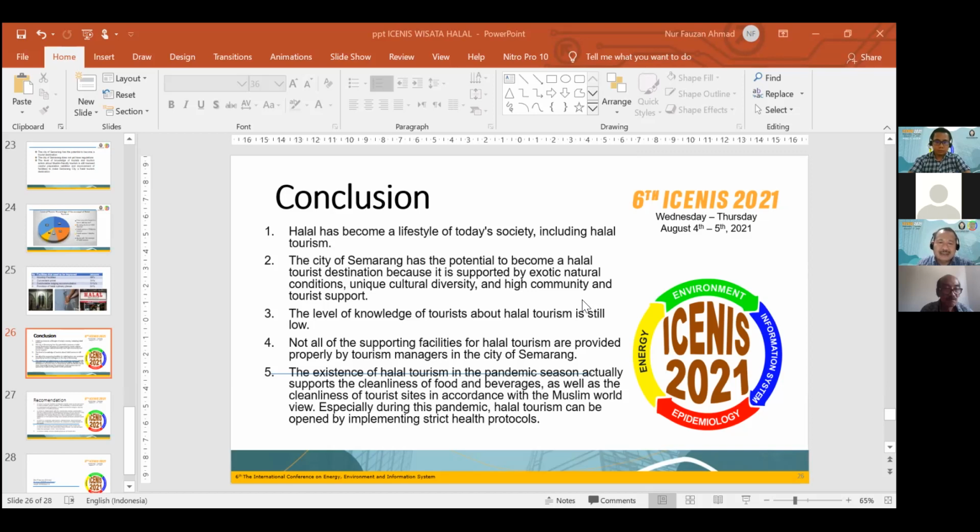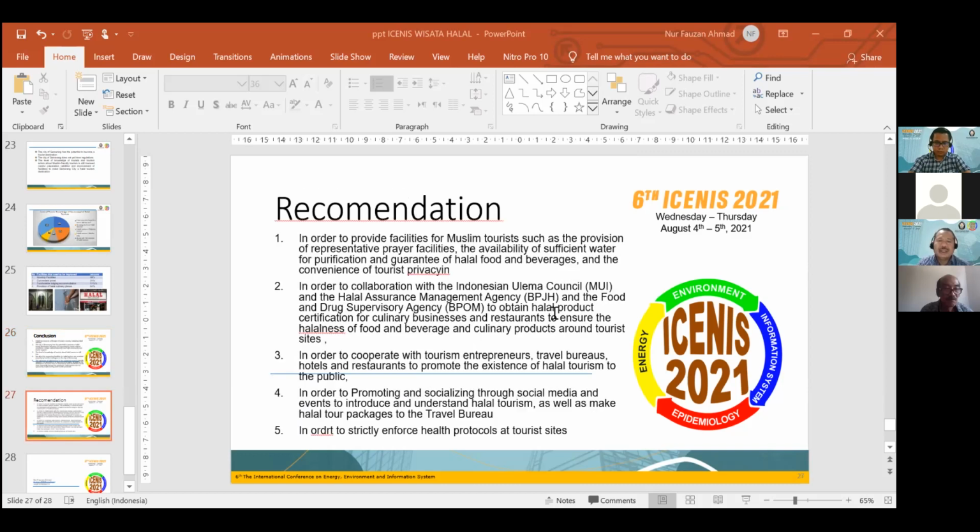And the last, the existence of halal tourism in the pandemic season actually supports the cleanliness of food and beverage, as well as cleanliness of tourist sites, in accordance with the Muslim worldview. Especially during this pandemic, halal tourism can be opened by implementing strict health protocols. And recommendations, there are 5 recommendations.